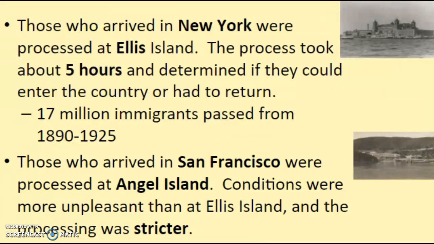Those who arrived in San Francisco were processed at Angel Island, and these conditions were more unpleasant than at Ellis Island, and the processing was much stricter. This was an island. Angel Island was an island in San Francisco Bay that West Coast immigrants gained admission into the U.S. Passing was different than in the East Coast. Questions were a lot harder and longer, and the buildings were not as clean, and the workers were much harsher.